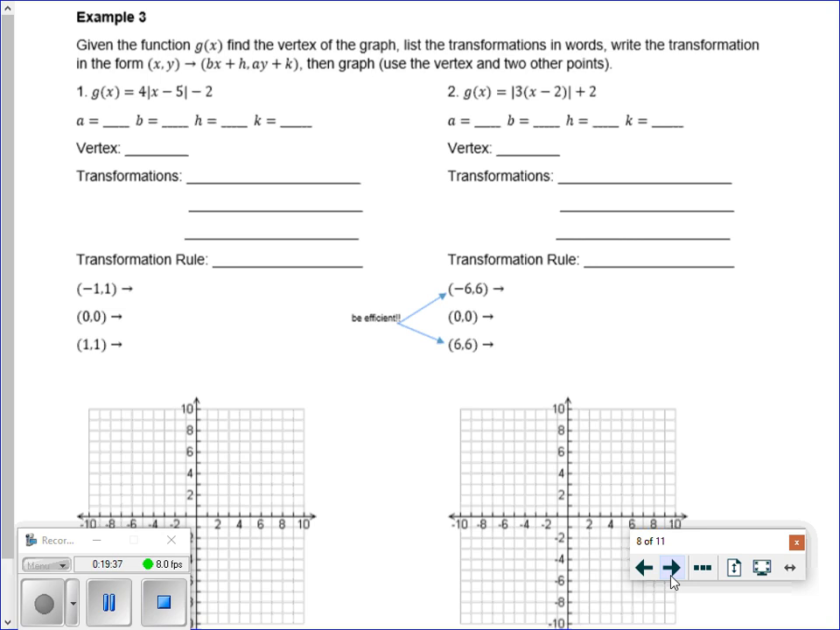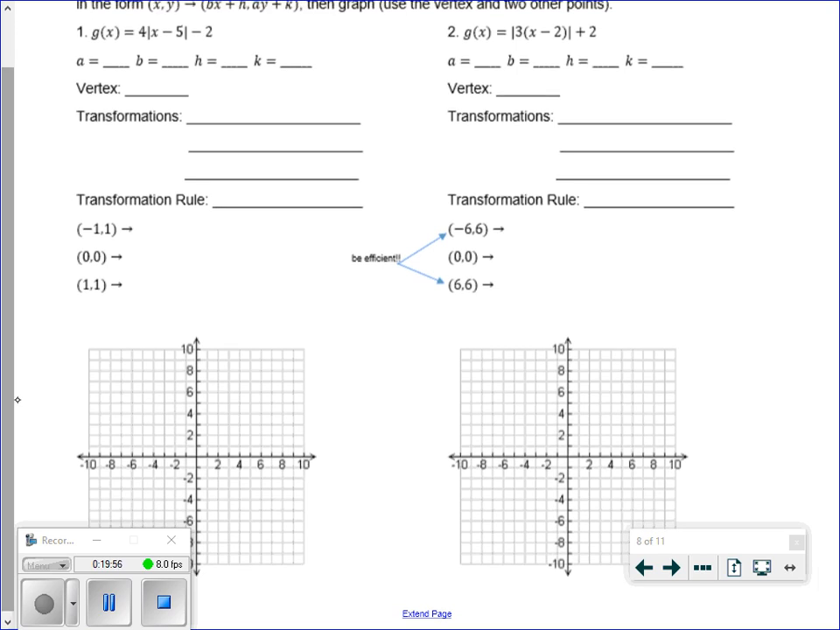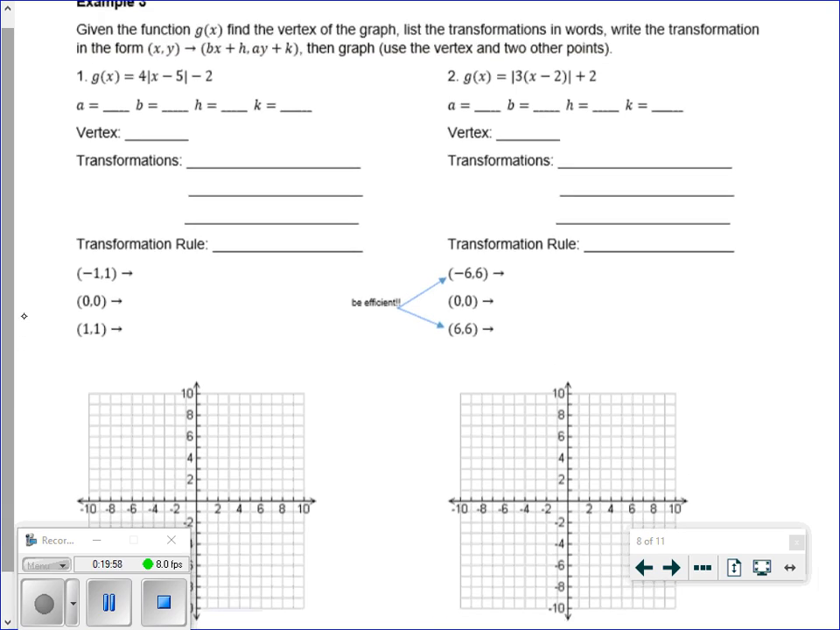Okay, so now we're going to work a couple of examples. Example 3, we're given the function g of x. We need to find the vertex of the graph, list the transformations in words, write the transformation in the form (x, y) goes to (bx plus h, ay plus k), and then graph it. All right, the first thing we need to do is figure out our a, b, h, and k. Even if they didn't give us that, it should always be the first thing we do. If you have your parameters laid out, it makes everything else that much easier.